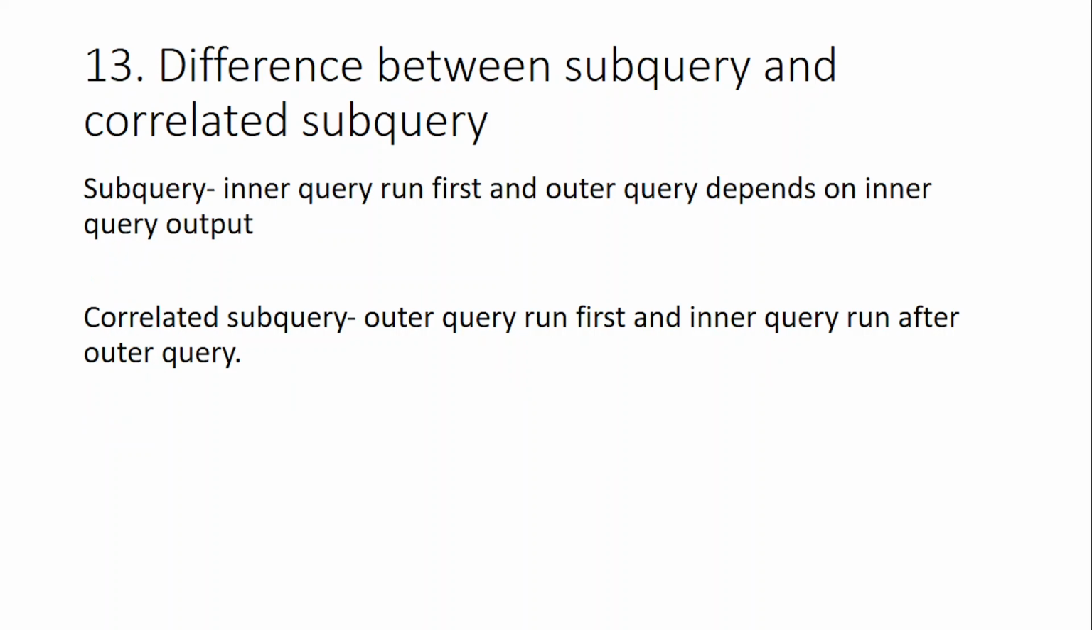The next question is: what is the difference between a subquery and a correlated subquery? This question is also asked many times, and it is a main question for the big four companies. In a subquery, the inner query runs first and then its result is compared with the outer query. On the other hand, in a correlated subquery, the outer query runs first and then it compares the result with the input of the inner query.